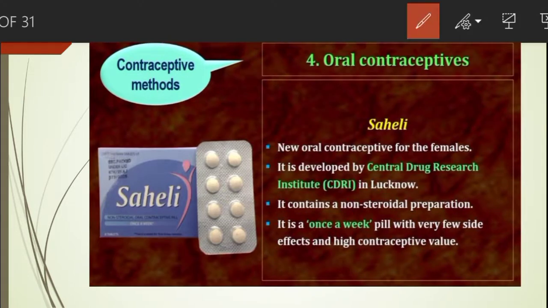Saheli is a new oral contraceptive for the females that contains a non-steroidal preparation. It is developed by CDRI in Lucknow. CDRI is Central Drug Research Institute. It is a once a week pill with few side effects and high contraceptive value.